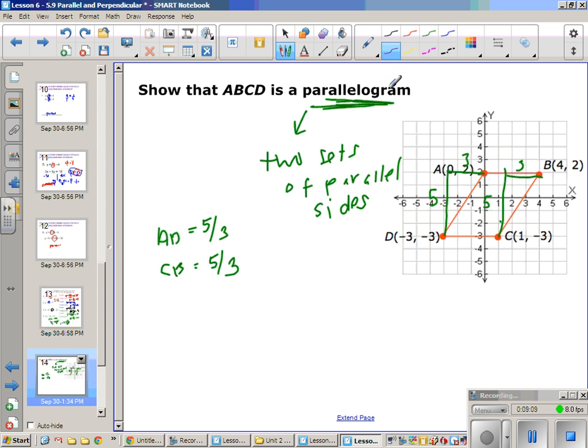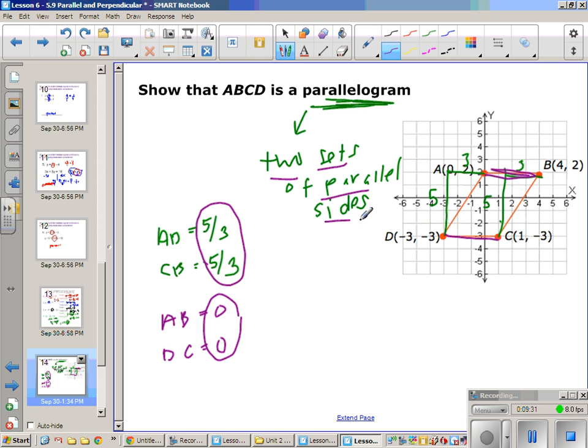Right, so now I have one left to do. I'm going to do these two sides. And notice these ones are easy. A horizontal line you should be thinking has a slope of 0. So I know that AB has a slope of 0 and DC has a slope of 0. So notice that these two are parallel and these two are parallel. And notice my definition says it just needs 2 sets of parallel sides.